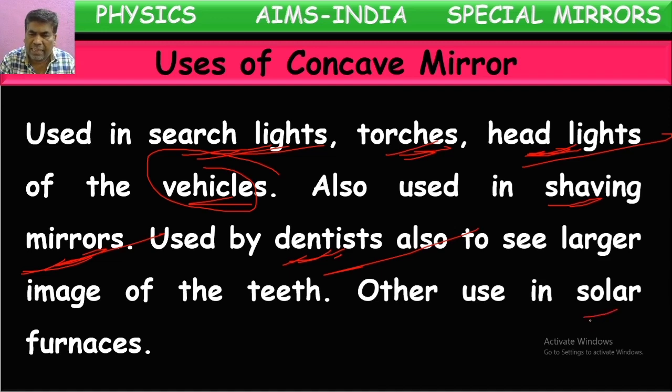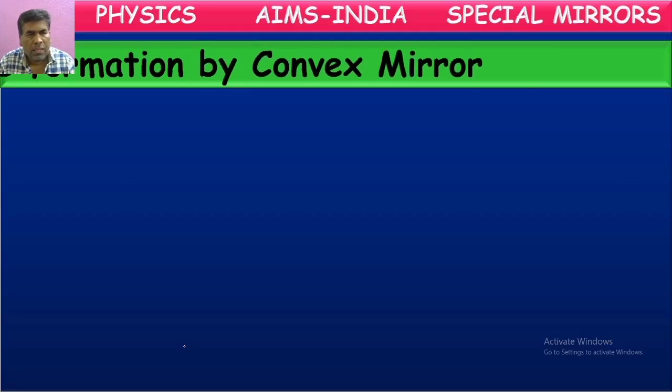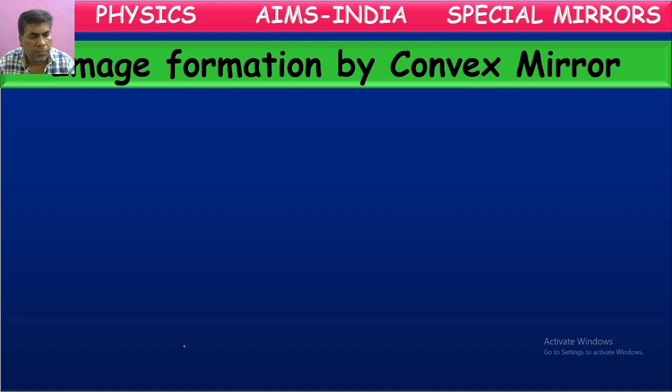In solar furnaces, you might have seen on the top terrace some solar panels. Those solar furnaces also catch the sunlight. There also we make use of concave mirrors. Okay, next, let us go to image formation by convex mirror.